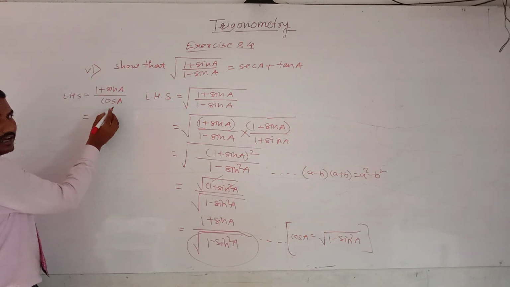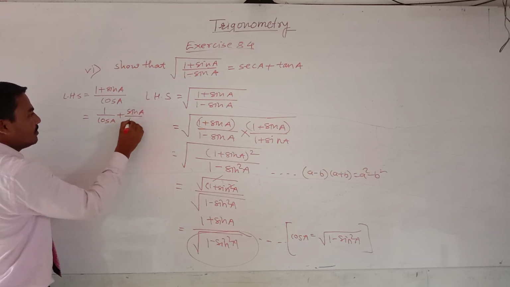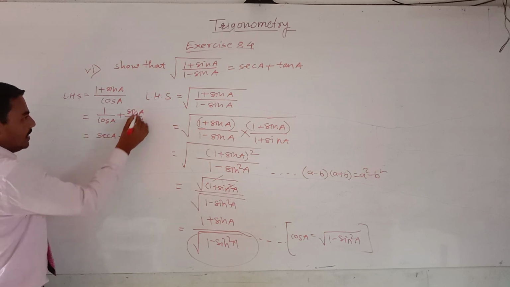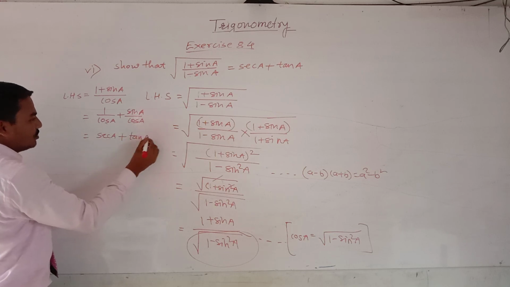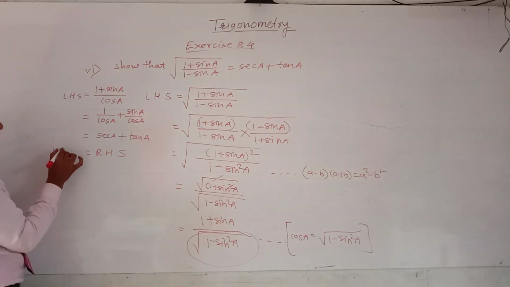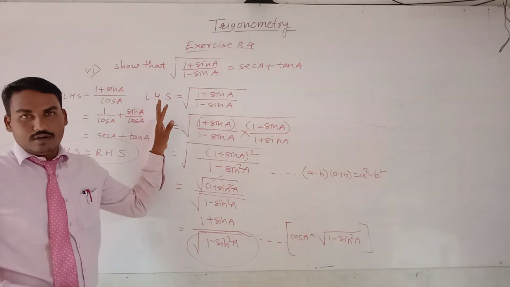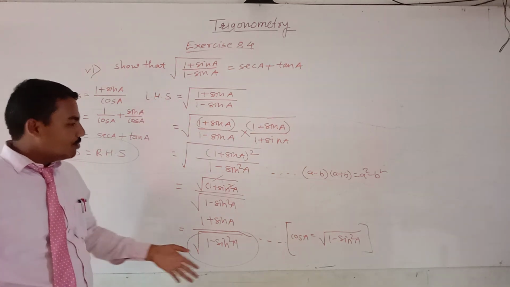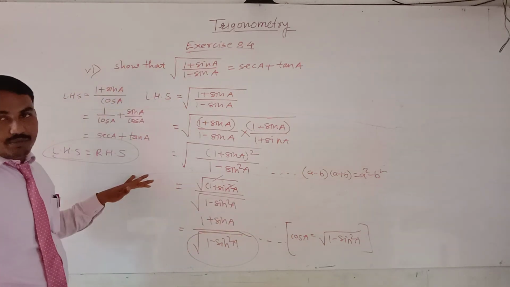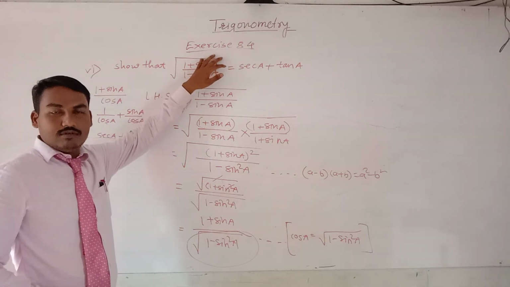So denominator gives separately 1 by cos A plus sin A upon cos A. So 1 by cos A is sec A and sin A upon cos A is tan A. So I have got RHS. So RHS is here. So LHS and RHS are equal. So our numerical is proved. Understood all of you? So very simple. Only trigonometric identity, some basic algebra we are going to use to solve such type of numericals. Okay. So remaining numerical you have to solve under the exercise 8.4. Okay. Thank you.